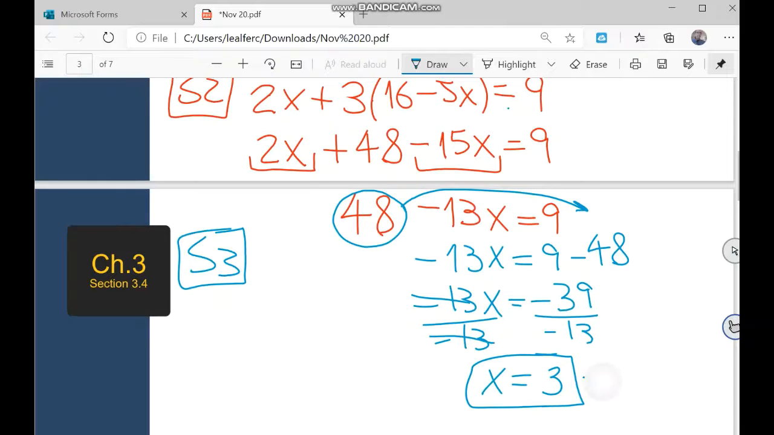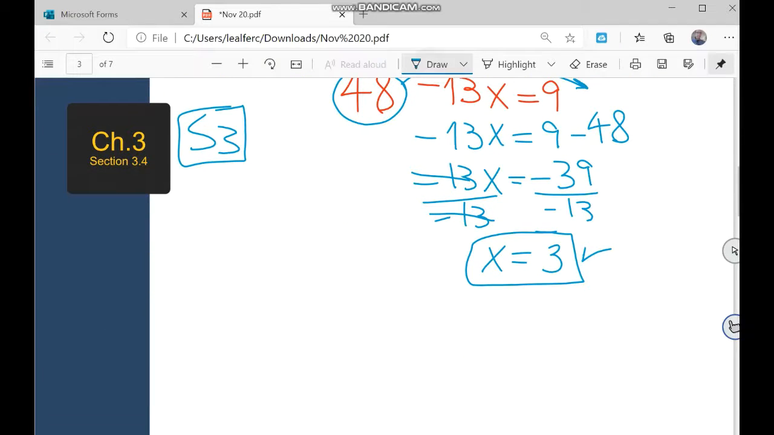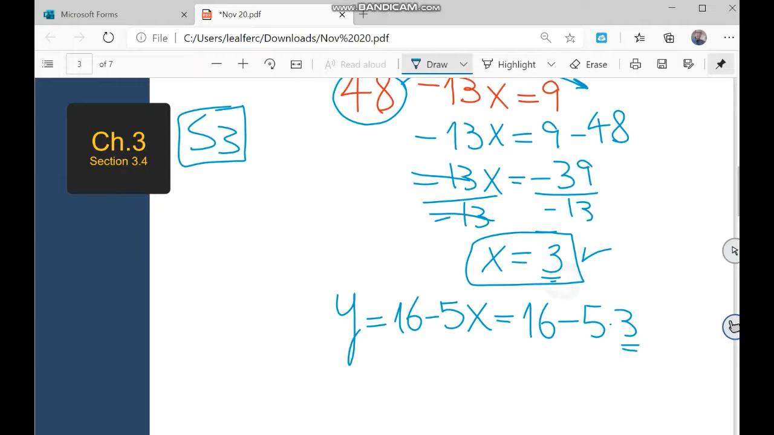Now we will plug this value, x equals 3, into the equation of step number 1. Equation of step number 1 is this. Let's bring this to the bottom. y equals 16 minus 5x, okay? And 16 minus 5x, 5 times 3, plug in 3, right? 16 minus 5 times 3, 5 times 3 is 15, 16 minus 15 is 1. That means y equals 1.